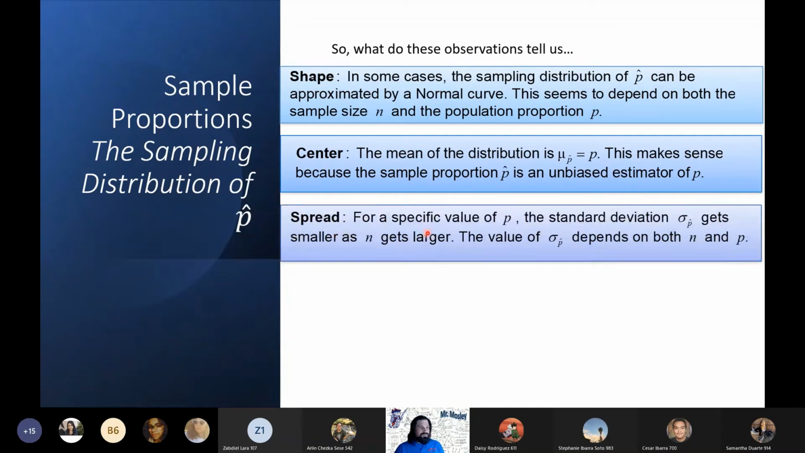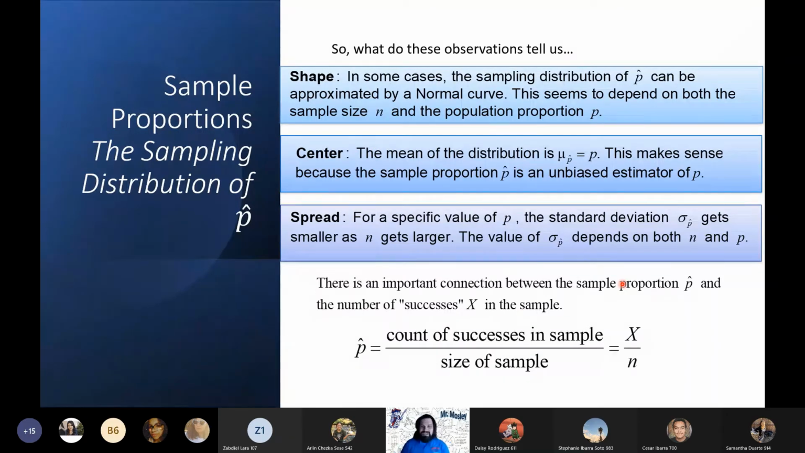For a specific value of p, the standard deviation, sigma p-hat, gets smaller as n gets larger. The value of the standard deviation of p-hat depends on both n and p. So the spread depends on sample size and the population proportion, but the center only depends on the population proportion. The shape depends on both.